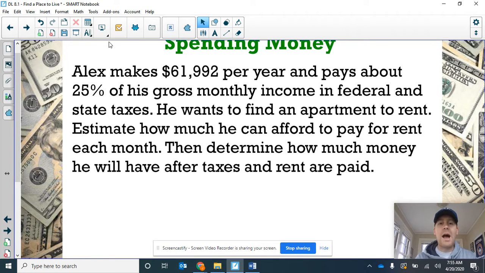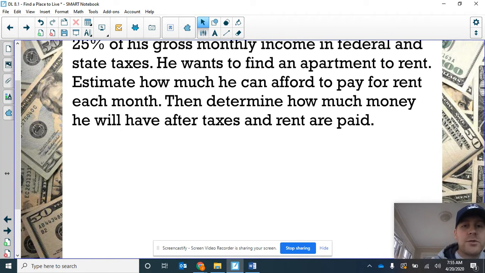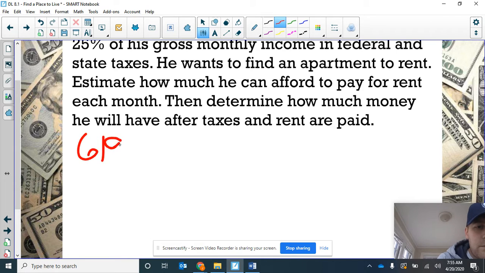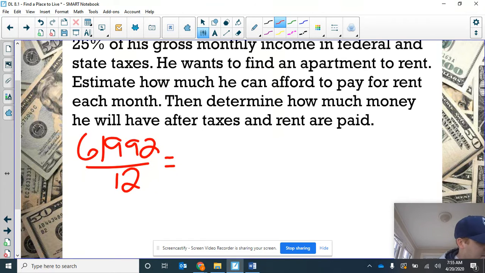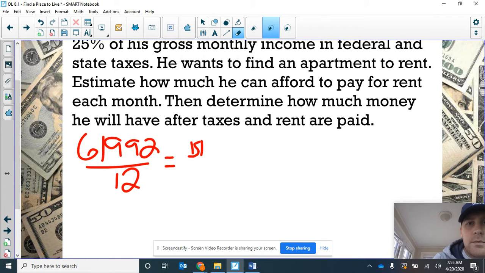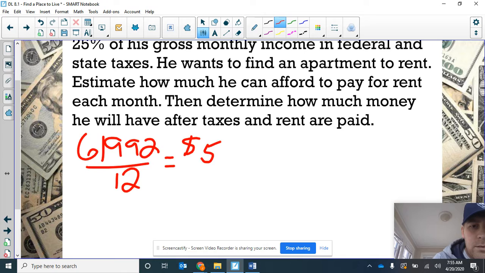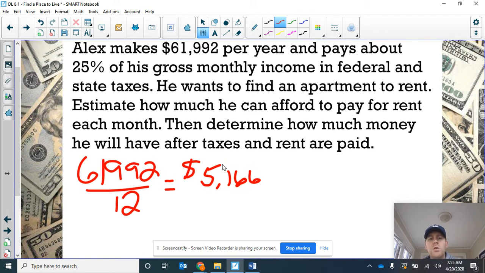Okay, so first of all, we got to figure out how much is his monthly income. So it says he makes $61,992 per year. So what would that come out to be per month? So think about that. We're going to take that number and divide it by 12. So that's our first goal. So 61,992. We're going to divide that by 12 to find his monthly income. And he ends up making $5,166 per month. Okay. So that's the number we're going to go based off of.